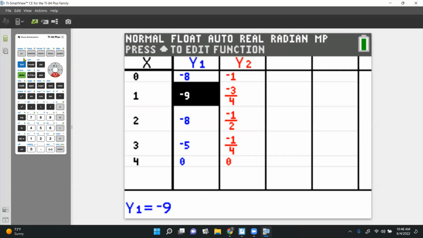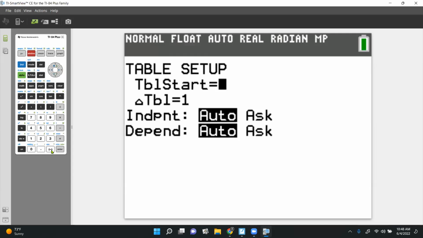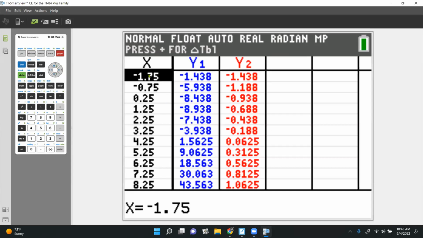Or I could even do this. Watch, I could even go to my calculator and go over here. I'm not sure if you can see what I'm doing, so let me circle it. Go over here to that blue word that says table set. I'm going to press second table set, and guess what I'm going to do? I'm going to make this a negative 1.75. I'm going to start the table at negative 1.75. And now look, boom.